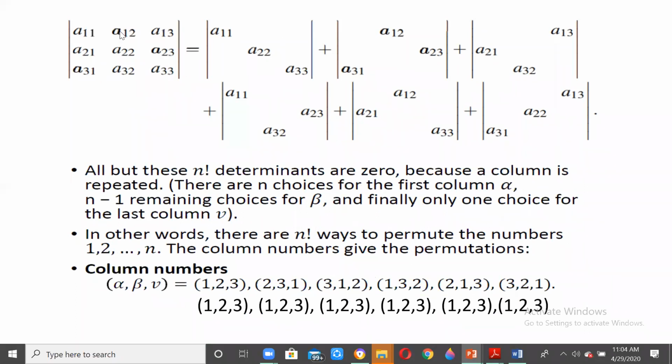Then this A12 is to be multiplied with the determinant, leaving this column and this row. That means the determinant which consists of these two elements and these two elements. The third one will be this multiplied with the determinant formed by this here. So A11 and the cofactor corresponding to that, A12 and the cofactor corresponding to this, and A13 and the cofactor corresponding to this.